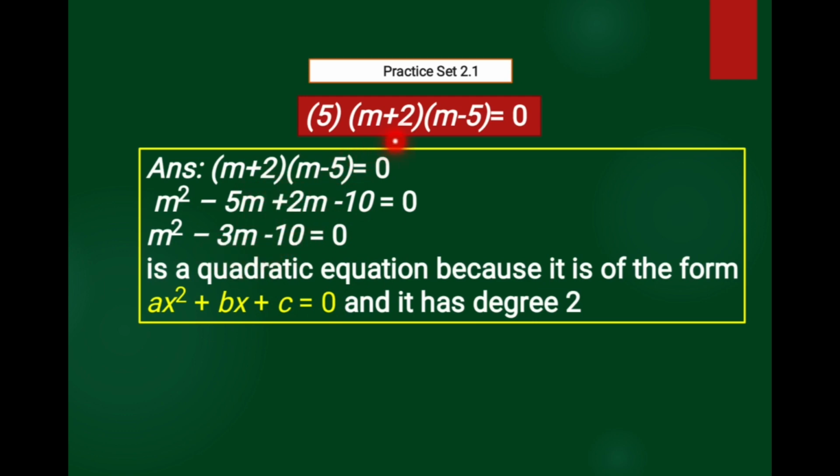That means here we have to multiply these two brackets first, then we get an equation which is a quadratic equation. It is a quadratic equation because it is of the form ax square plus bx plus c equals to 0. Here, in place of variable x, the variable in the given equation is m, and the degree of m is 2, the coefficient of m square is 1. So this is a quadratic equation.